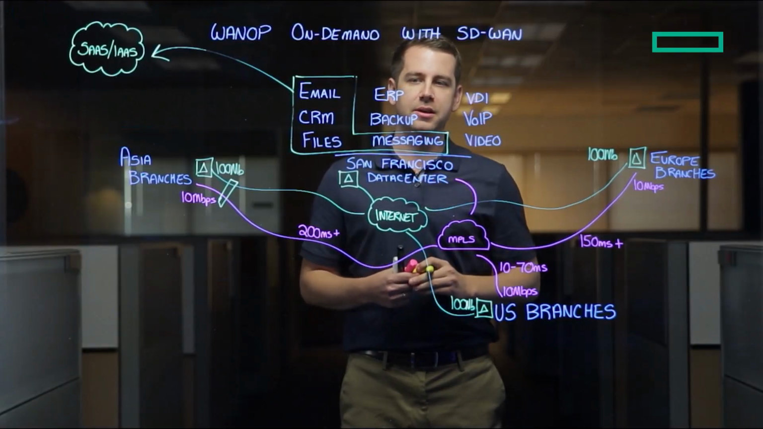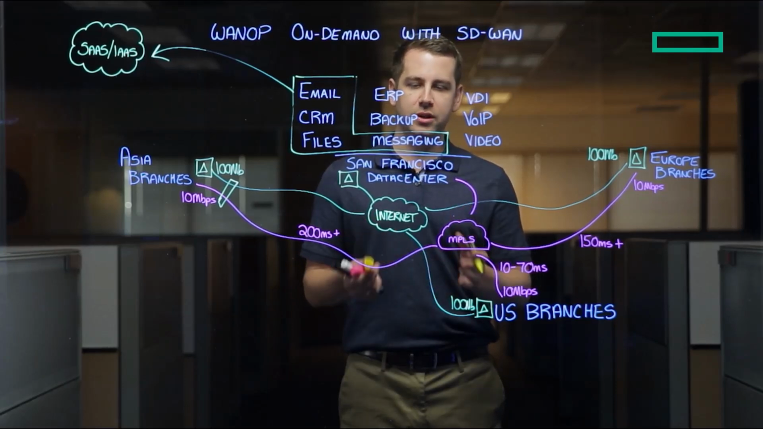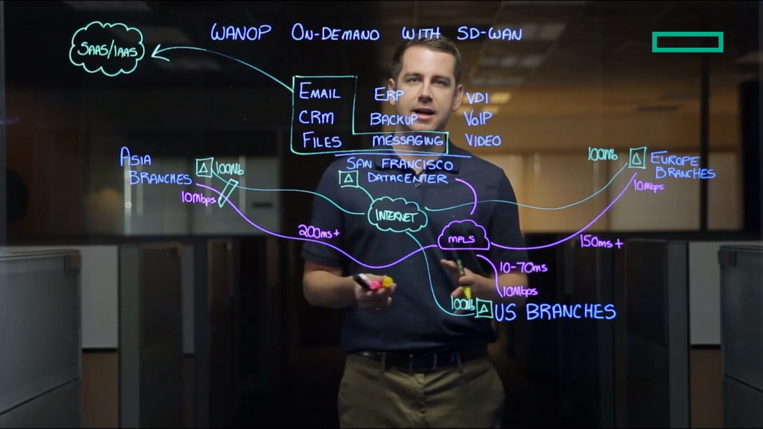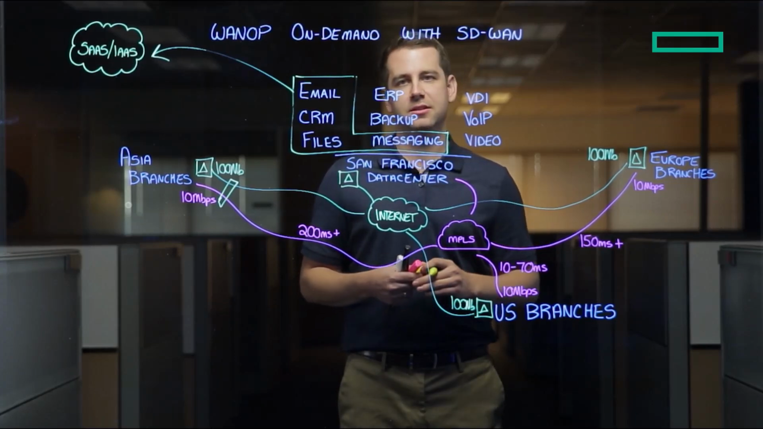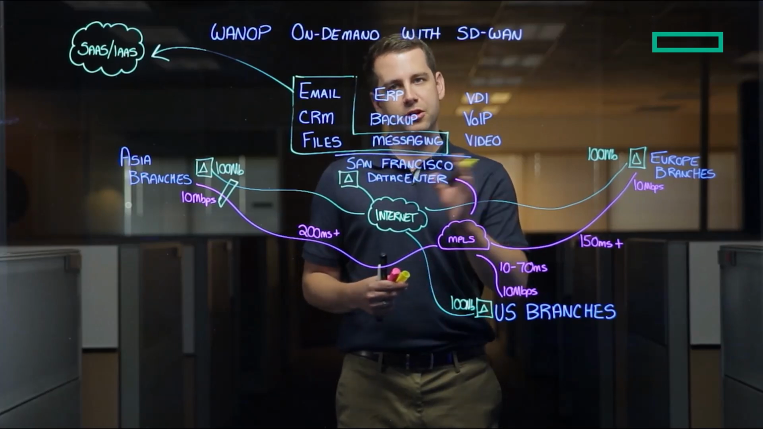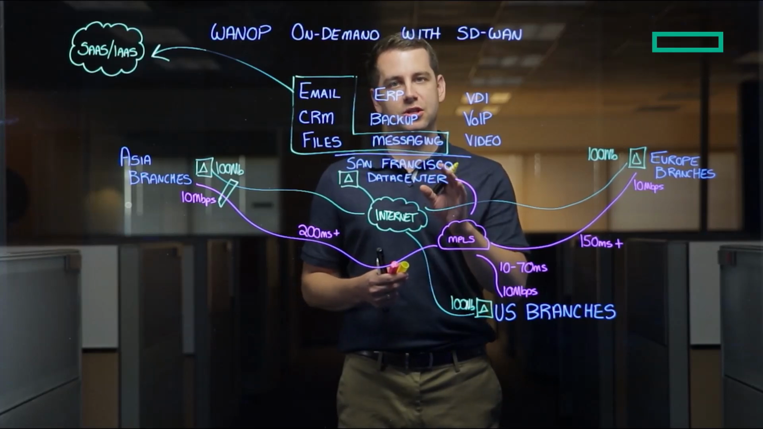However, ERP, backup, and VDI, they're applications that are still really important to my users in my remote branches. They have two forms of connectivity now to get back, but latency is still an issue. I still need to accelerate the connections for these applications. Well, with traditional WANOP, I would buy WANOP for everything. With SD-WAN, I can license it just for the app.